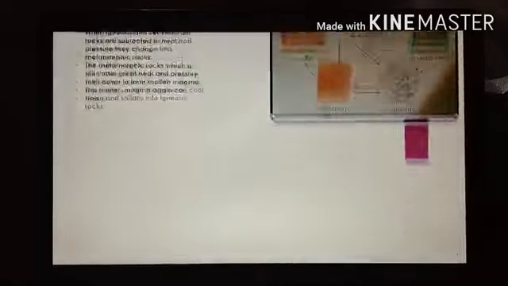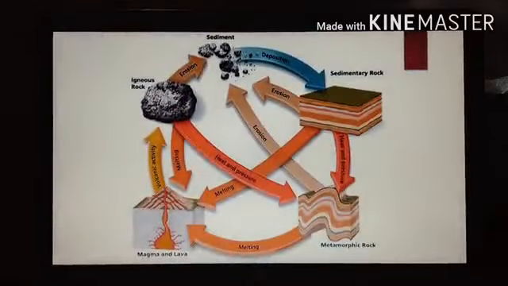Now, let's understand this rock cycle with the help of one more diagram.